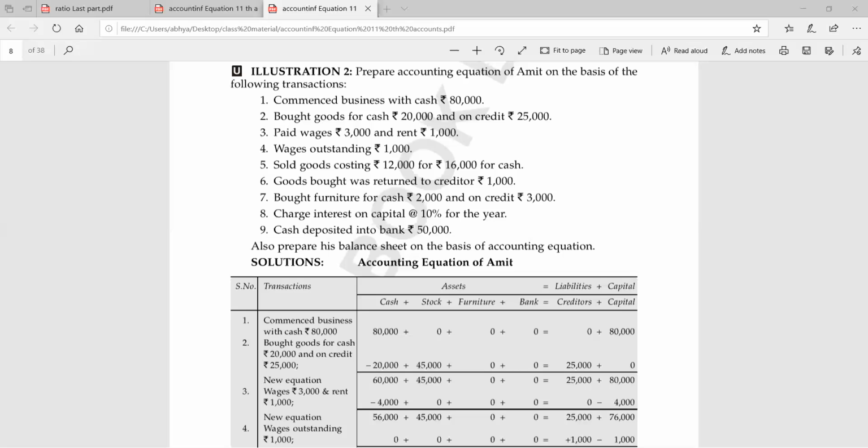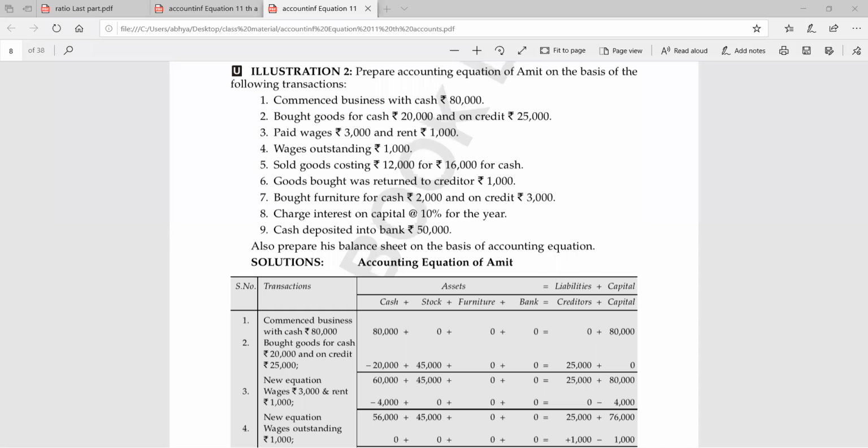So the one account is stock. Then cash is there, so the other account is cash. Then the third account is the profit. Profit is added to capital. So the three accounts involved here are cash, capital, and stock. Very good. Then we have whatever goods we have returned back to creditors.